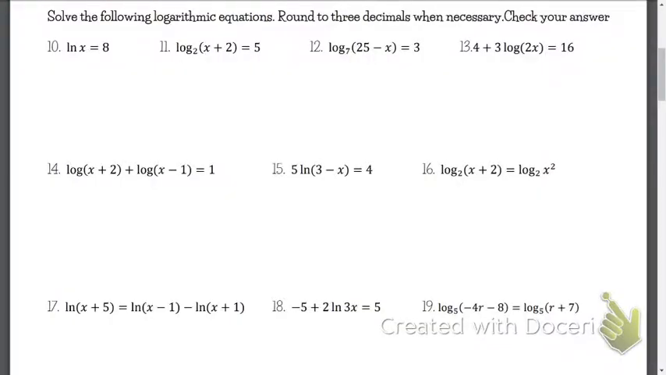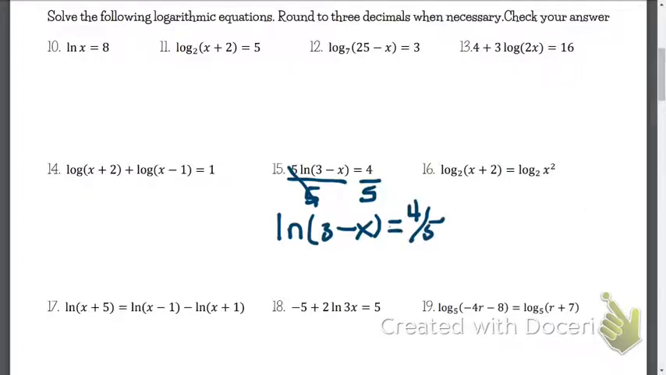Let's do 15, and then we will move along. 5 is a coefficient, so we need to divide both sides by 5. Do not be afraid of decimals. We've been dealing with decimals this entire time. Don't be afraid. ln of 3 minus x is equal to 4 fifths. Convert. E to the 4 fifths is equal to 3 minus x.